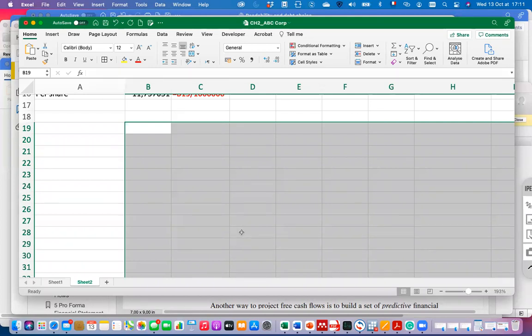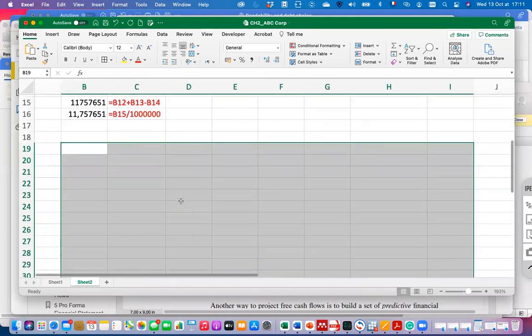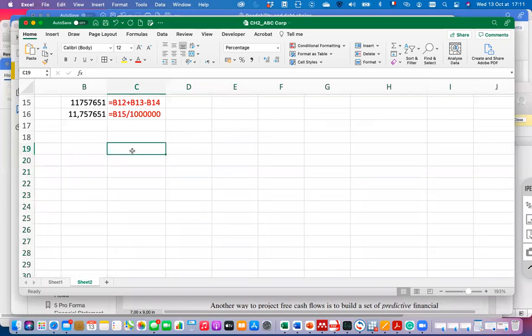So we make a data table. So first you consider the row. For the row you will consider the growth rate, the perpetual growth rate, G2. Start at 0%.